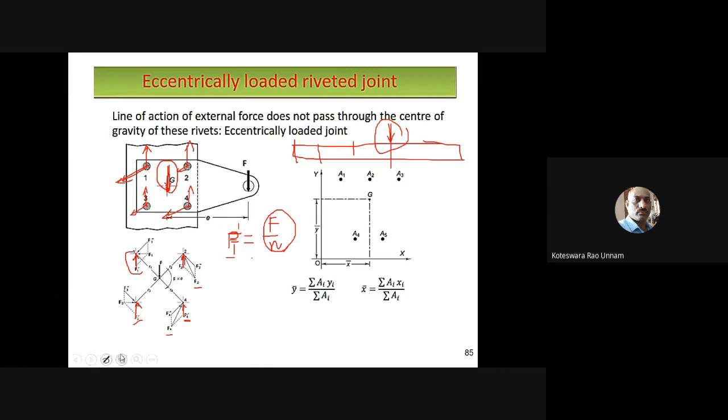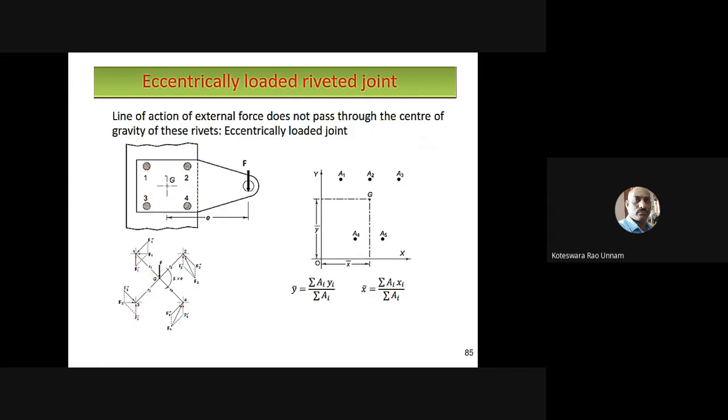Now I need to identify the effect of the twisting moment. Here I am applying a twisting moment, something like this. So you have a force here, you have an eccentricity here. In which direction is it acting? From the center of gravity, force into perpendicular distance P, it is going to act in the clockwise direction. Therefore the moment is going to be in the clockwise direction, and this is acting on these rivets.